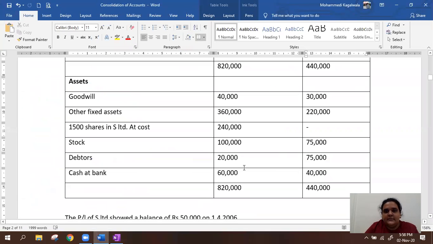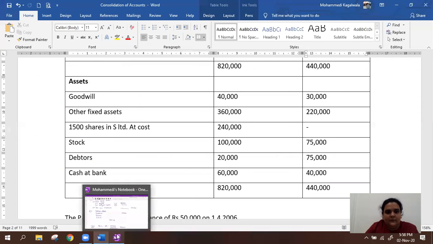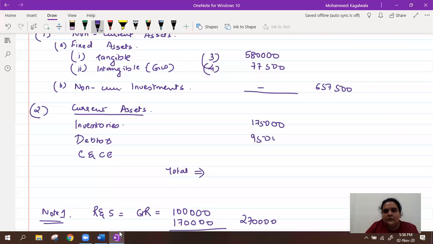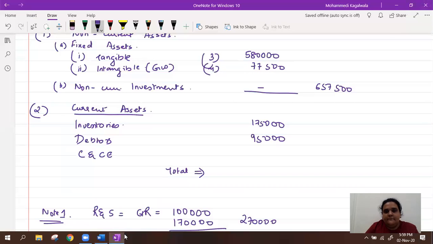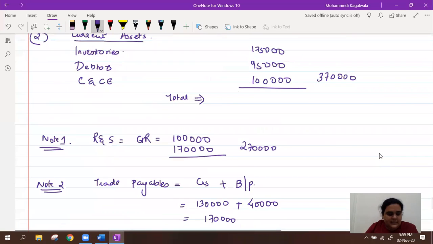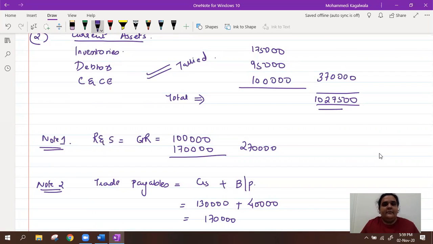Then debtors is 95,000. And cash equivalent will be 1 lakh. Okay, so just put the total here in the outside column. It will be 3,70,000. So basically 6,57,500 plus 3,70,000 will again give you 10,27,500. It has tallied. All right.